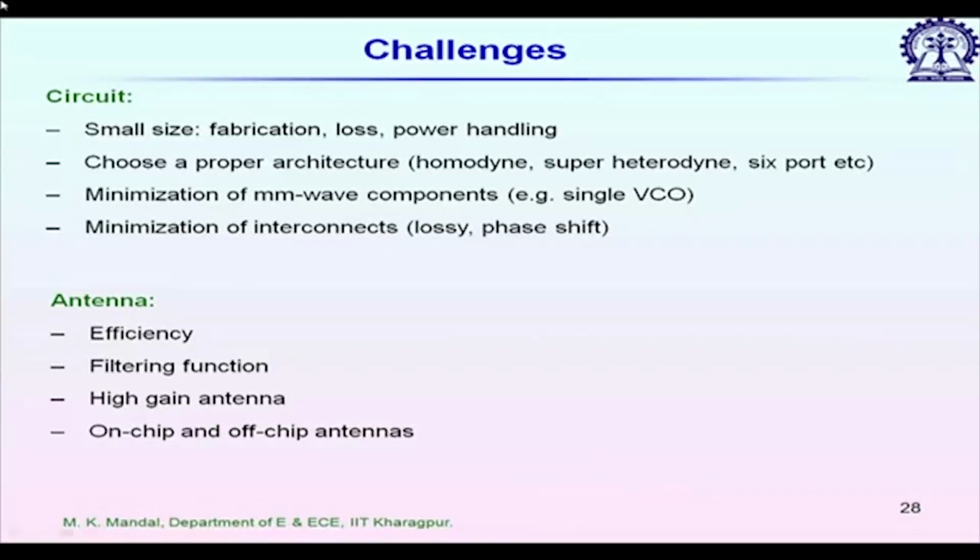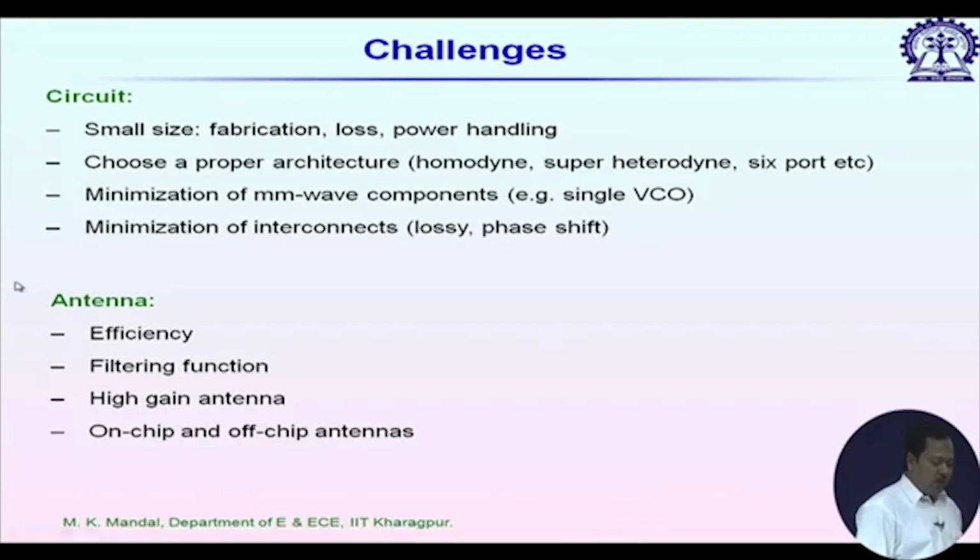So, now let us go back to the challenges. Next is the antenna. It can be a resonating antenna or it can be a travelling wave type antenna. Whatever we design at millimeter wave frequency will give you very low efficiency, because whatever power you feed to your antenna, a part of that will be radiated and the rest will be absorbed in the antenna structure itself, which is due to the loss.